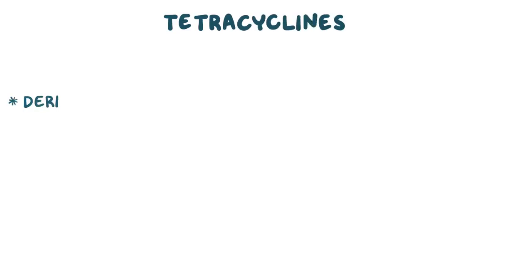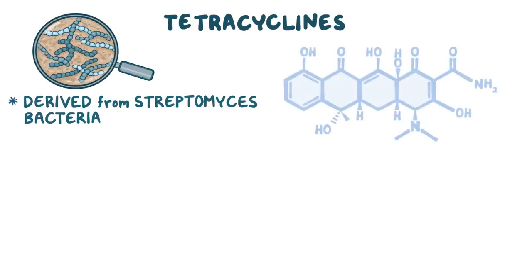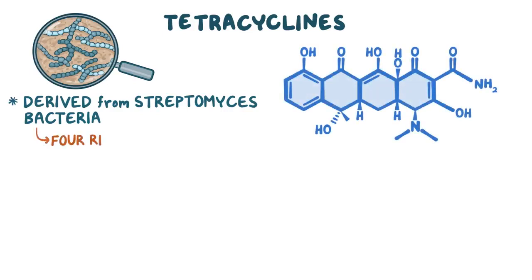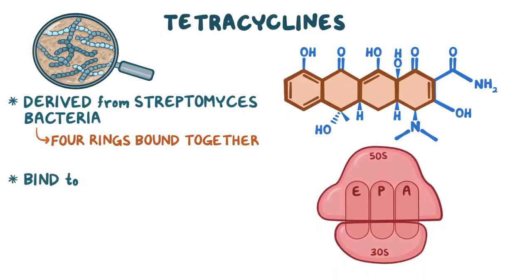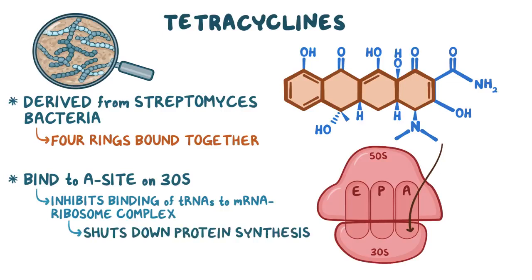Tetracyclines were originally derived from soil-dwelling Streptomyces bacteria. They get their name from their structure, which involves 4 rings bound together, so tetra for 4, and cyclins for rings. Tetracyclines bind to the A site on the 30S subunit of the ribosome, which inhibits the binding of tRNAs to the mRNA ribosome complex, and shuts down protein synthesis before it even starts.